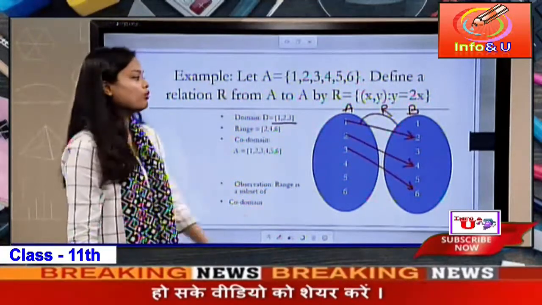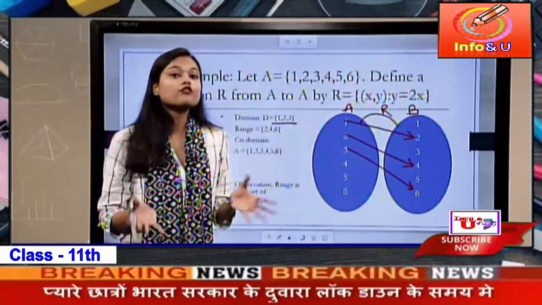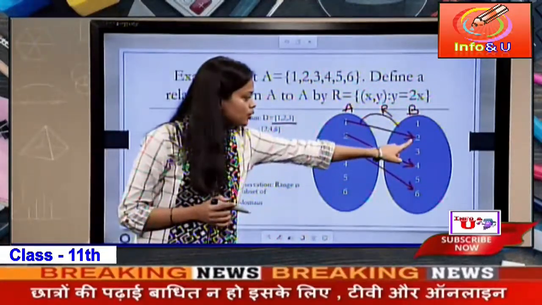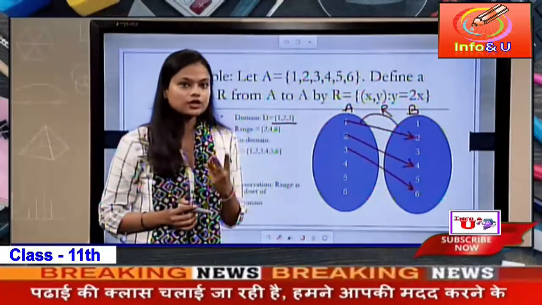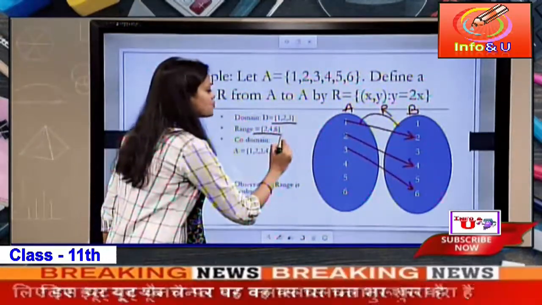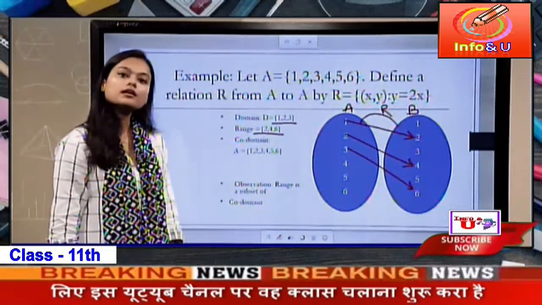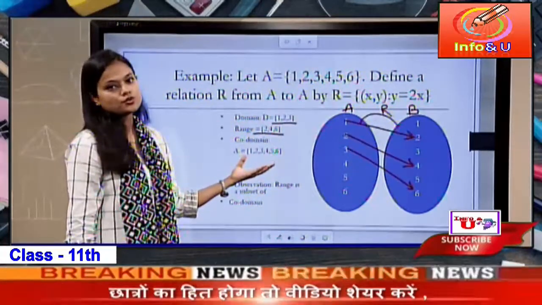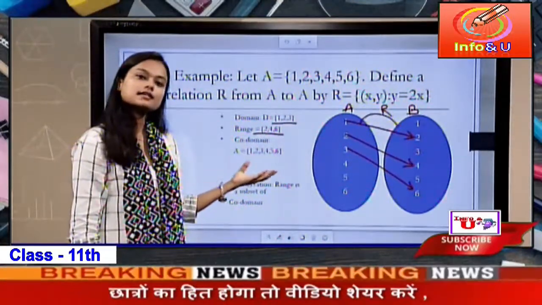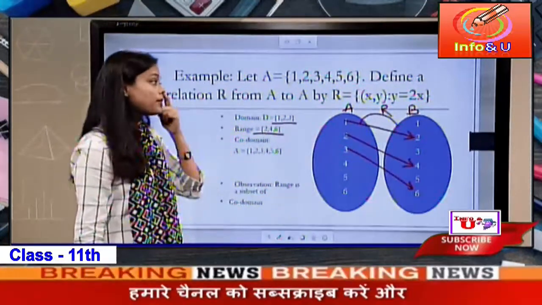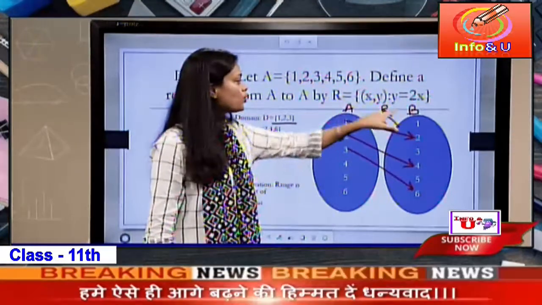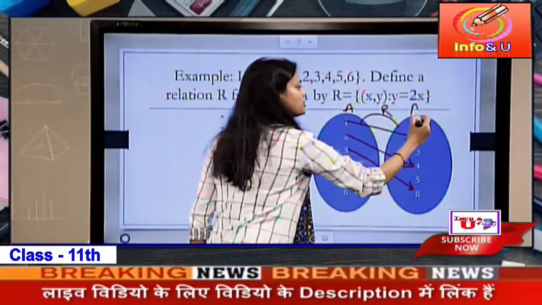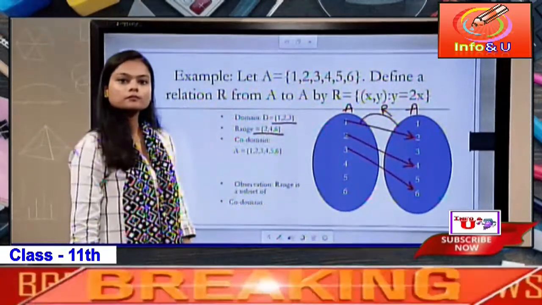Okay. Now range. Range is the set of all images. Again, how many images are there? 2, 4 and 6. So range will be 2, 4, 6. And codomain is the full set B, which is 1, 2, 3, 4, 5 and 6. That is the whole set A. Remember, we have represented this set B, but we know both the sets are equal. So we can replace it and show this as A.